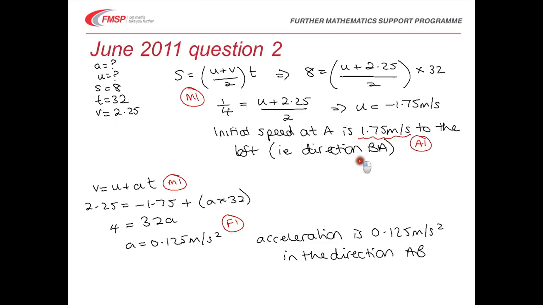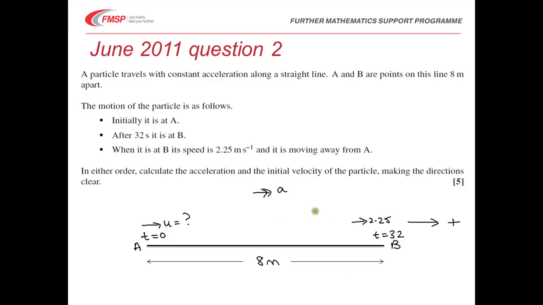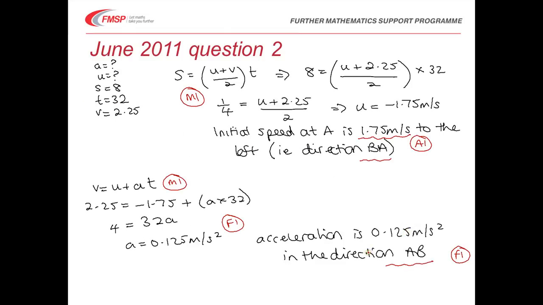So I've written here in the direction BA or in the direction AB. It has to be really clear in order for you to get this mark, and a good way to do that is to do what we did on the previous slide, which is to draw a diagram and very clearly show which direction you're taking as positive. So that's the 5 marks for that question.